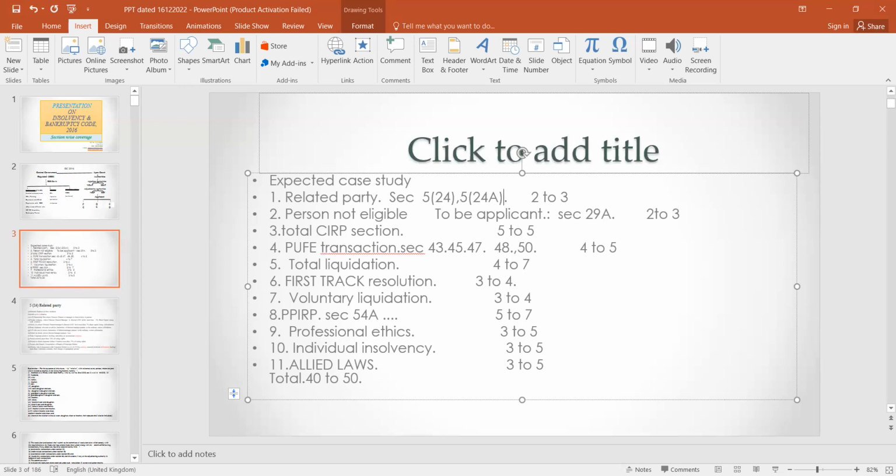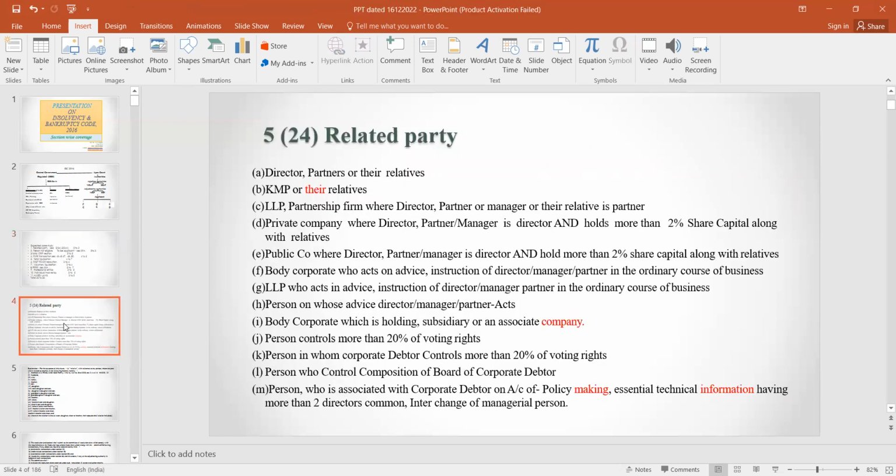Then on liquidation, voluntary liquidation, then pre-pack insolvency resolution process, on professional ethics, on individual insolvency and allied laws. So we intend to cover 40 to 50 case studies. Probably we'll be covering 50 case studies, and minimum we will be having 20 sessions, maybe even more if it is required. So let us start with section 5(24) first.